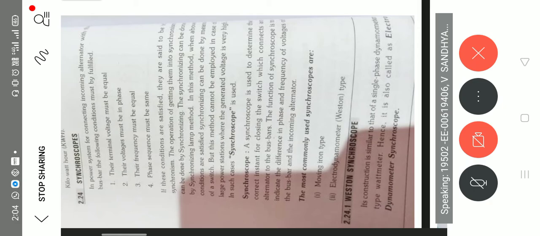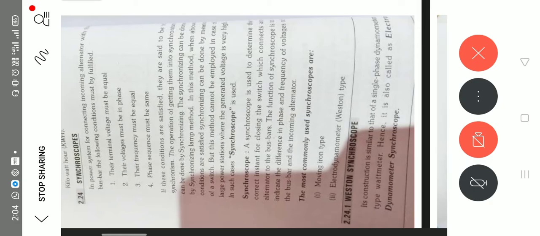Alternator means synchronous generator. Synchronous machines are there, no? In AC machines we have two types: induction motor and generator, and synchronous motor and generator. The synchronous generator is another name for the alternator.